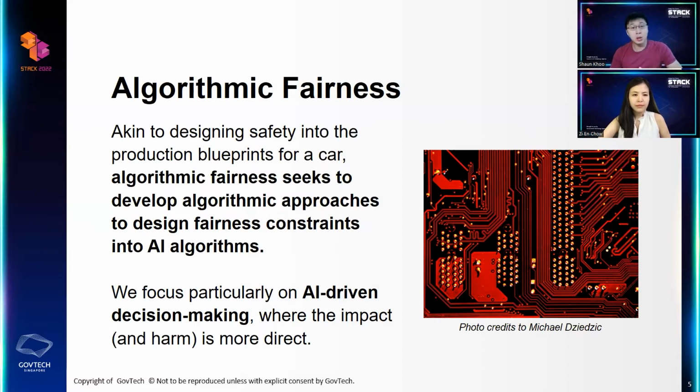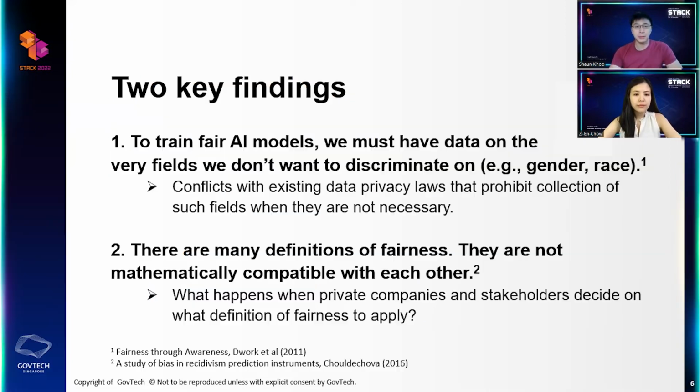In this lightning talk, we're just going to focus on AI-driven decision making, where the impact and the harm of bias in AI is going to be a bit more direct. But that doesn't mean that there aren't other ways for AI bias to cause harm to different individuals. So there are two key findings from the algorithmic fairness literature that we want to highlight.